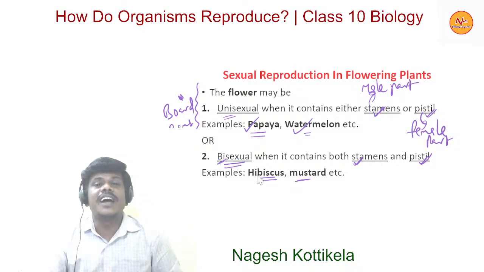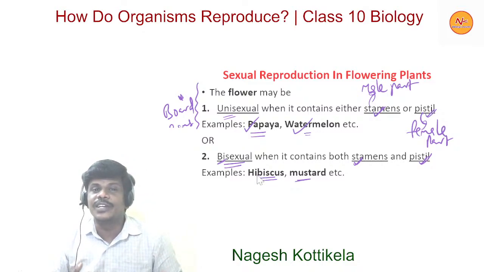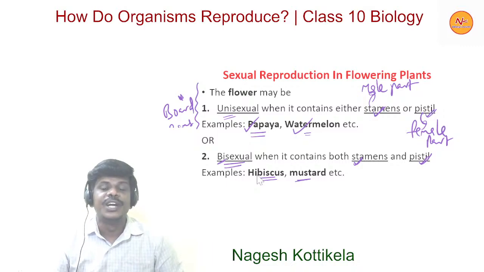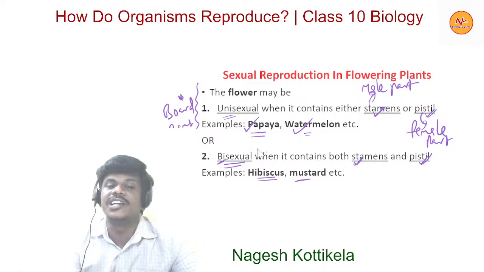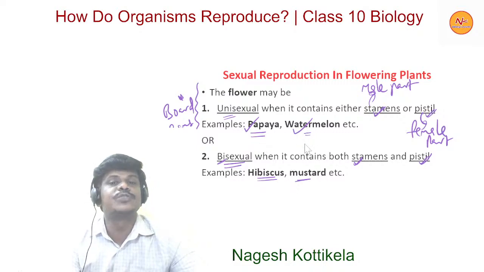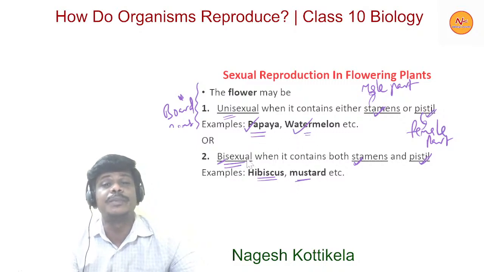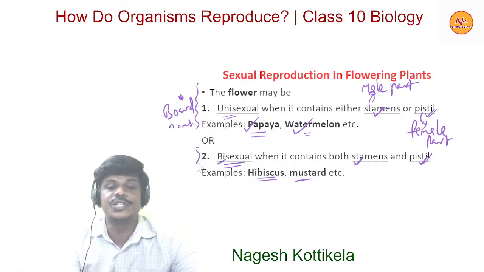Now, what are the 2 examples of unisexual flowers? The answer should be papaya and watermelon. And what are the 2 examples of bisexual flowers? The answer should be hibiscus and mustard. Very, very important question for board exams for 1 mark. Generally, they ask you for 2 examples for 1 mark, and for competitive exams this question is also important.